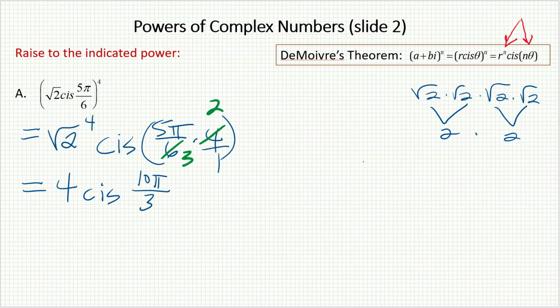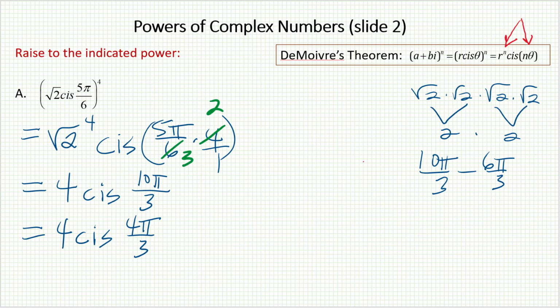Now, this next part is very important. We like our arguments to be between 0 and 2 pi, no more than 1 rotation around. 10 pi over 3, that's 3 1/3 pi. That's more than 1 time around. So we are expected to simplify our answer by subtracting out extra multiples of 2 pi that we don't need. Specifically here, I can take 10 pi over 3 and I can subtract out 2 pi. Now I'll write it 6 pi over 3 so that I have a common denominator. That's just 2 pi. I can take that out. It's an unnecessary extra rotation. And so the final simplified answer, 10 pi over 3 minus 6 pi over 3, would be 4 pi over 3. Final simplified answer, 4 cis 4 pi over 3.